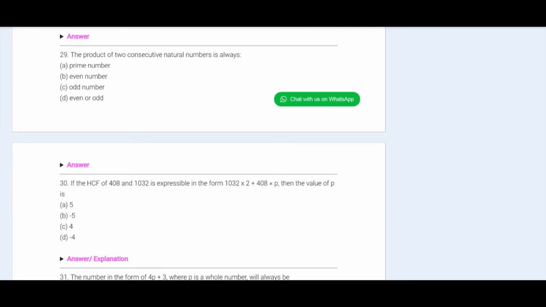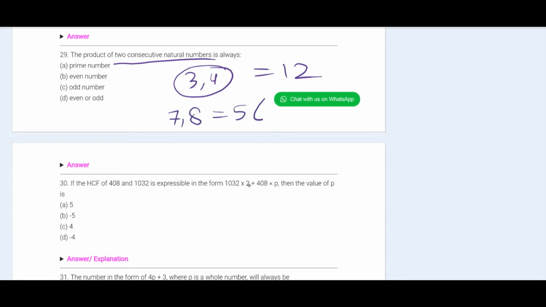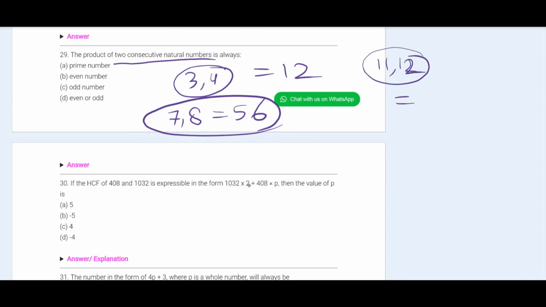The product of 2 consecutive natural numbers is always. Take an example. 2 consecutive natural numbers, 3 and 4, the product is 12. Let us take 7 and 8, this is 56. If you want one more example, let us say 11 and 12, which gives you 132. So the options are given as prime number, even number, odd number, even or odd. So whatever examples we take, we're always getting even numbers. So option B.